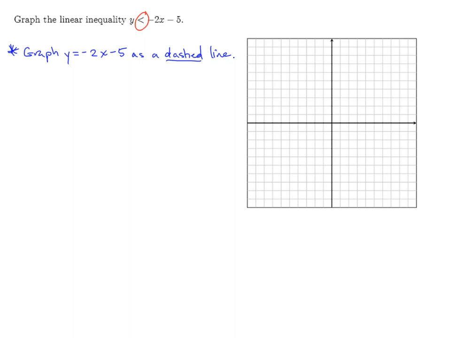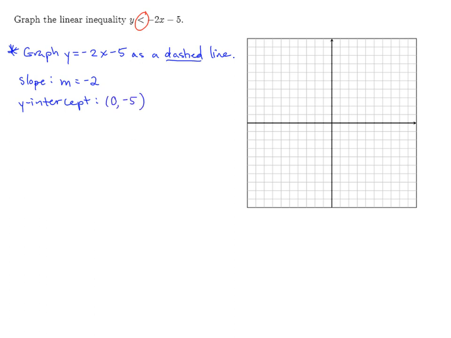And to graph y equals negative 2x minus 5, we'll note that the slope here, we have m equal to negative 2, and the y-intercept will be 0, negative 5.